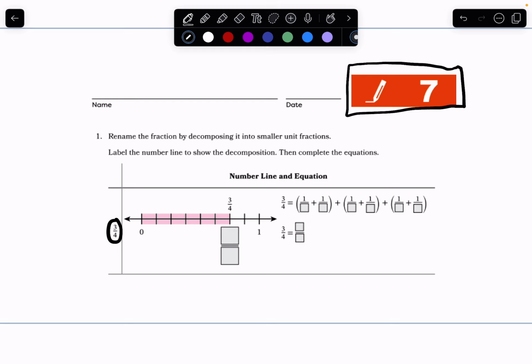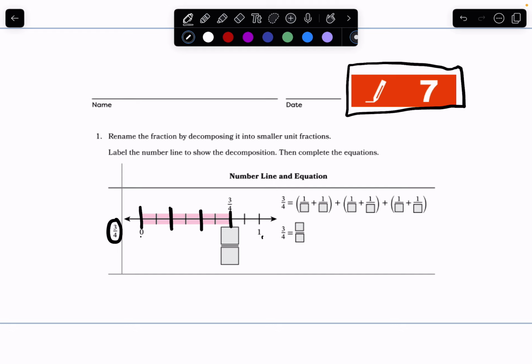3/4 is in between 0 and 1, so we see 0 and 1 on our number line. It says that this line right here is the 3/4 line. You can kind of see that there's a little bit of difference in the darkness between the lines. So 3/4 can be seen in those darker lines. So there are 4 sections made by darker lines, and 3 of them are shaded in the pink.